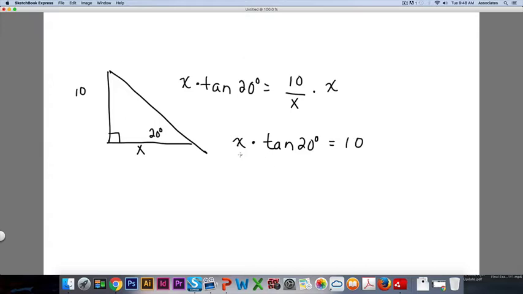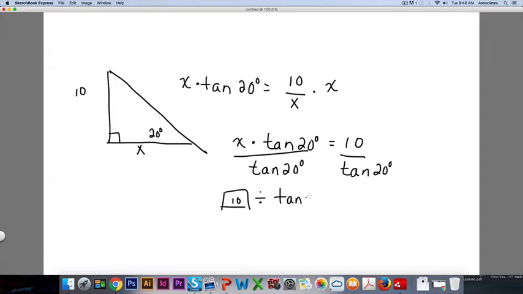I want to get the x all by itself. So the opposite or inverse of multiplying by tangent of 20 is dividing by tangent of 20. So in your calculator, again, it should still be in degree mode. So you push in 10, then hit divided by tangent 20 degrees. Push the tangent key, push the 20 key, and you should come out with 27.5. Double check that you got the same answer that I did.